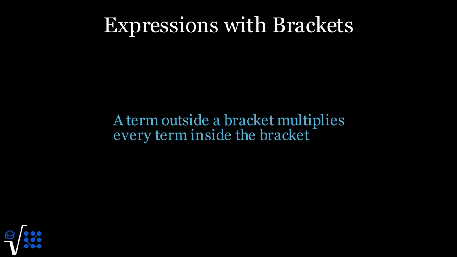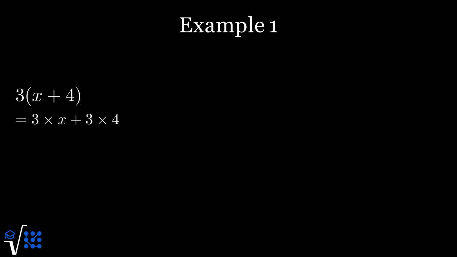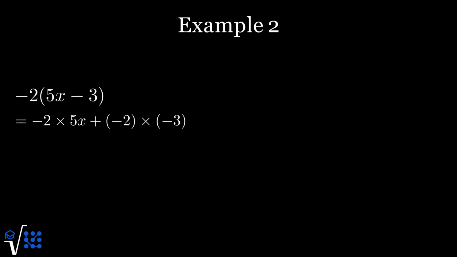inside the bracket. For example 1, we have 3 being the outside term, and this is to multiply the x and the plus 4 inside the bracket, which results in 3x plus 12. For example 2, we have negative 2 outside the bracket multiplying 5x and negative 3, which results in negative 10x plus 6. As we have learned, we multiply everything inside the bracket.